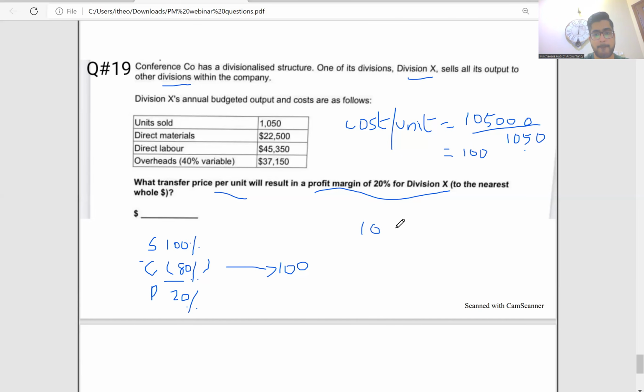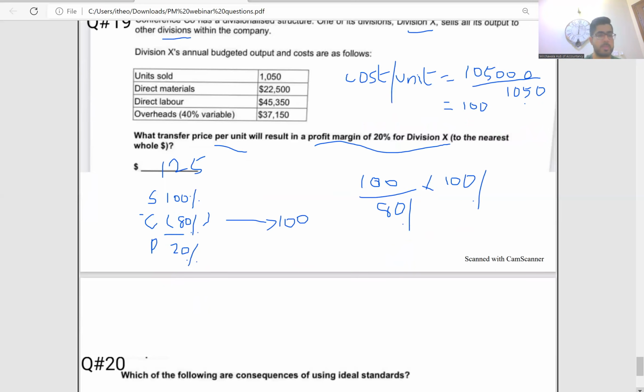So 100 divided by 80%, and price is standing at 100%. So take it to 100% like a typical F2 stuff. The price at 100% is going to be 125. Okay. So you just have the cost per unit and margin needed is 20%. What will be the price? If it's markup, then cost is 100, margin sales 100, just get the price.